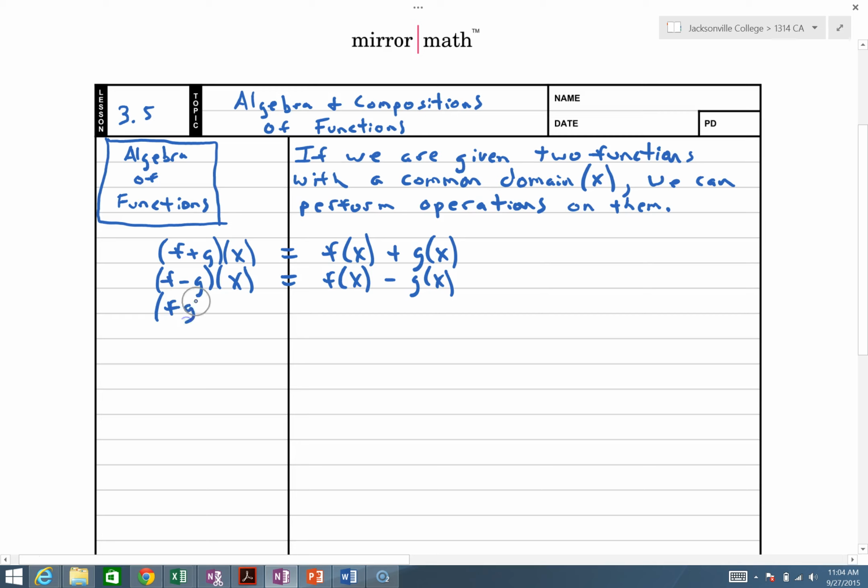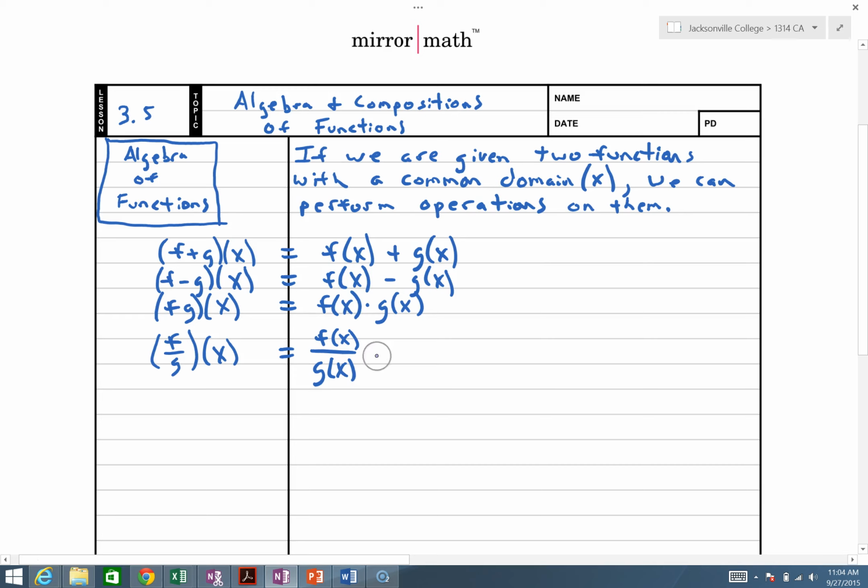F times g of x, you guessed it, it's f of x times g of x. I'm including that dot there just so it doesn't look so confusing. I could have connected them. Connected means multiplied. Lastly, just dropping down so it doesn't get too cluttered. F divided by g of x is equal to the function f divided by the function g.